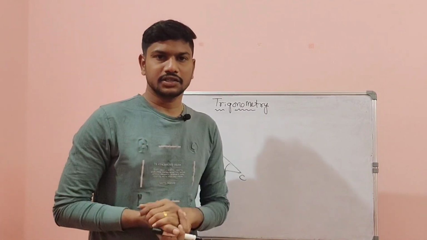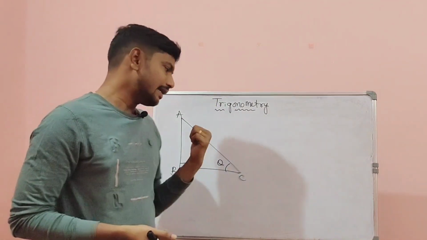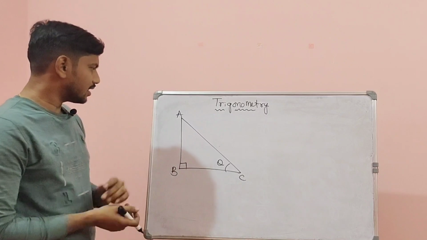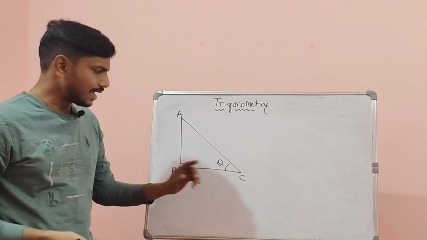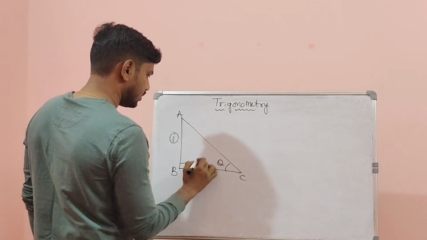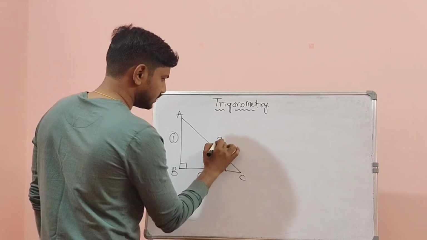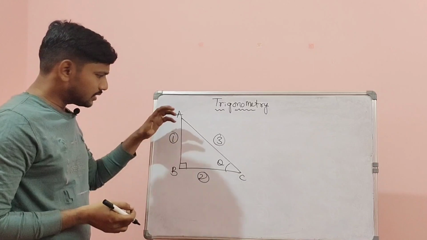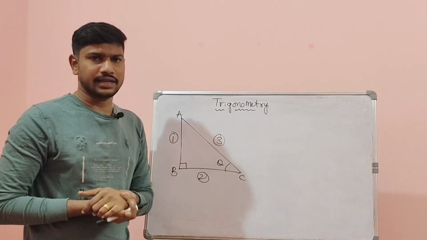So the trigonometric ratios we can easily remember by using a right angle triangle. I have taken a right angle triangle, right angle at B and angle at C. Let us imagine this side is 1, this is 2, and this is 3. Now by using this triangle, how many ratios can I write?